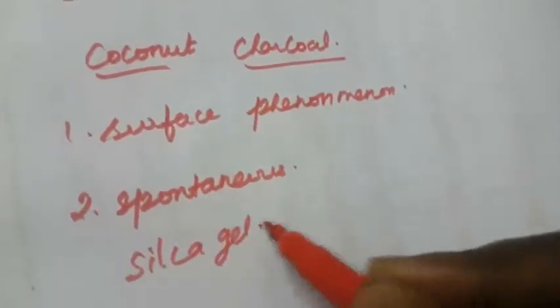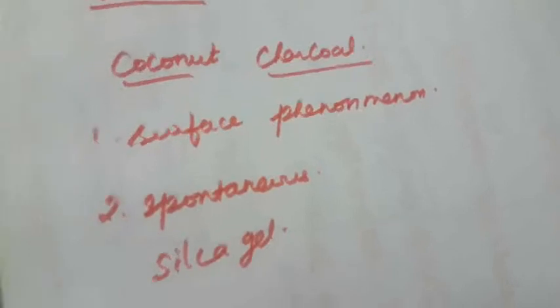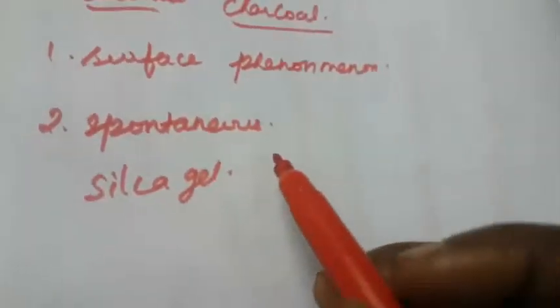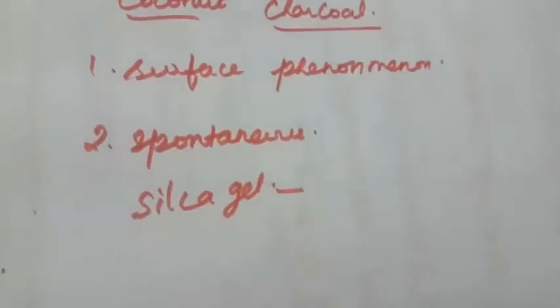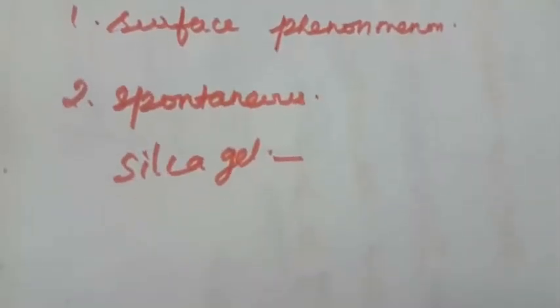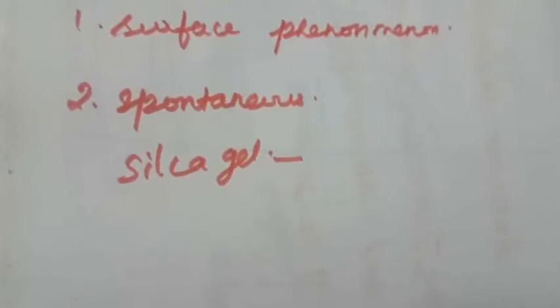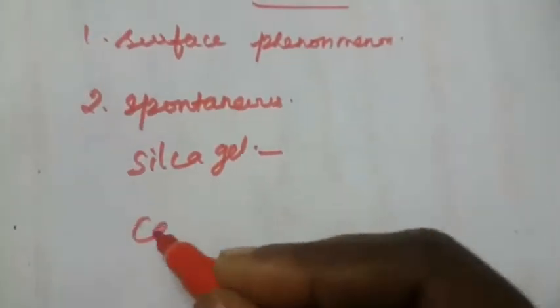So silica gel, what will happen? Where it is kept in the open, it is adsorbed. So water will be adsorbed on the silica gel. If we keep the silica gel for some time, the water will be adsorbed on its surface. So on the surface, but here that is calcium chloride.